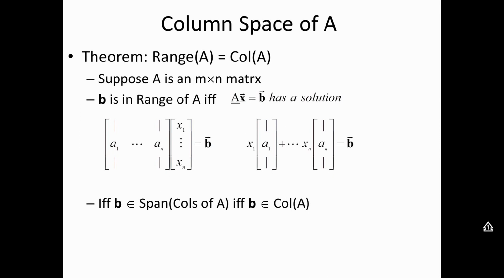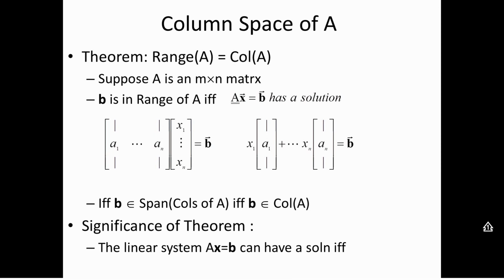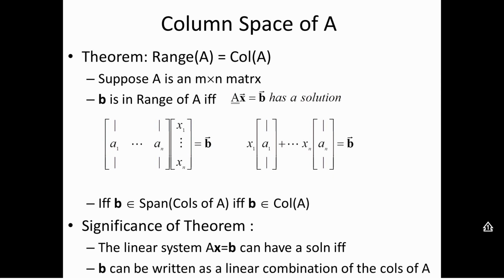So you notice something very important, which is that the linear system Ax equal to b can only have a solution. In fact, it's an if and only if statement. If b can be written as a linear combination of the columns of A. That's a very important fact.